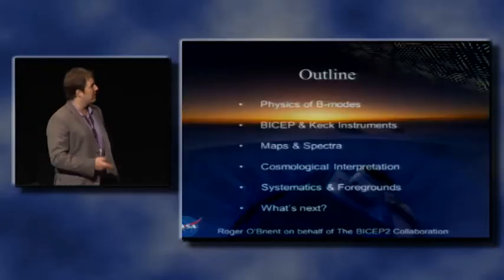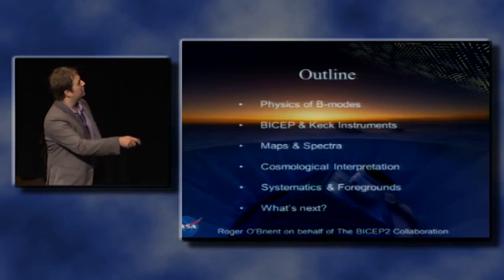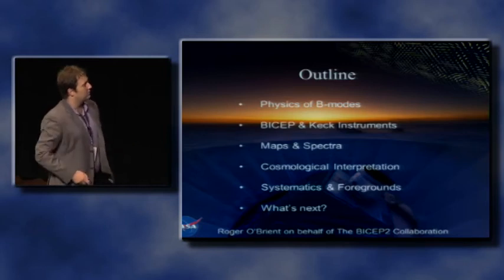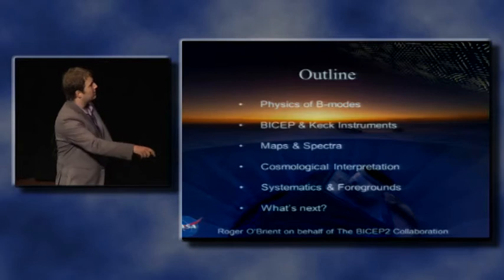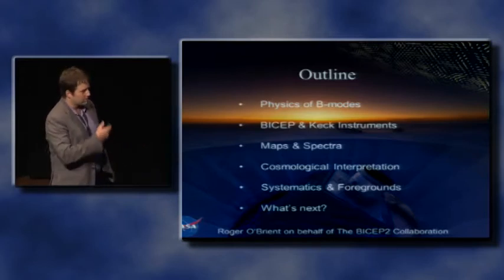So with that in mind, I'd like to spend the first bit of my talk discussing the physical mechanism that gives rise to the B-mode signature. It's a bit obscure outside of our immediate research circles, but if you're going to be coming aboard, you better understand it. We'll describe the instruments that we've used as well as the maps and spectra that we produced. I'll offer up a strictly cosmological interpretation, one that temporarily ignores the possibility of foregrounds.